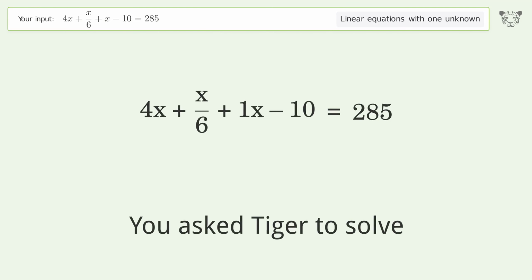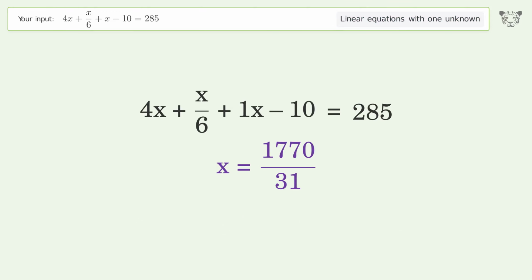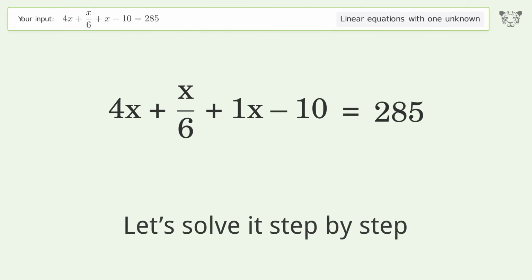You ask Tiger to solve this. It deals with linear equations with one unknown. The final result is x equals 1770 over 31. Let's solve it step by step.